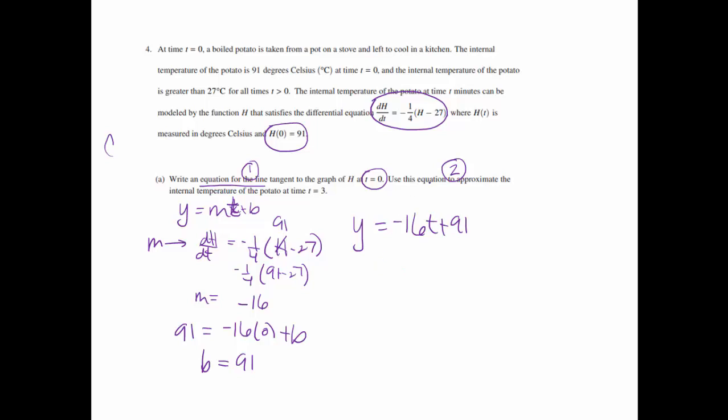Then from here it says to use that equation to approximate the temperature at time t equals 3. So now we're going to find y when time is 3, so I'll have negative 16 times 3 plus 91, which gives me negative 48 plus 91, which gives me 43 degrees Celsius. That would be the temperature of the potato. That was worth 3 points. For finding the slope of negative 16, I would get a point. For finding the tangent line, I'd get a point. And for finding the actual temperature, I would get a point. So far we have 3 points going in this problem.